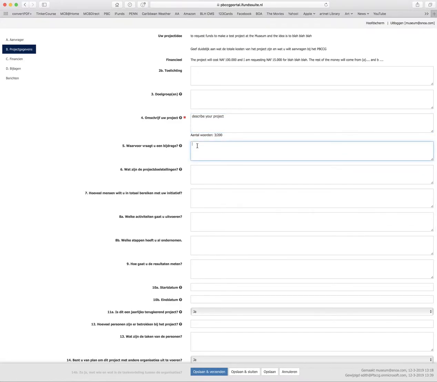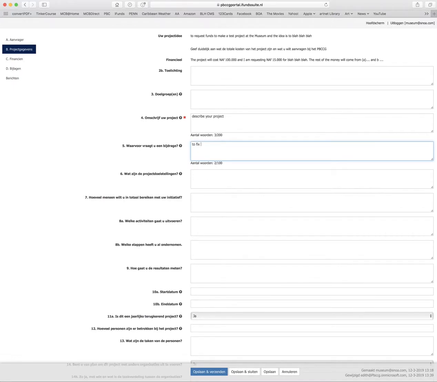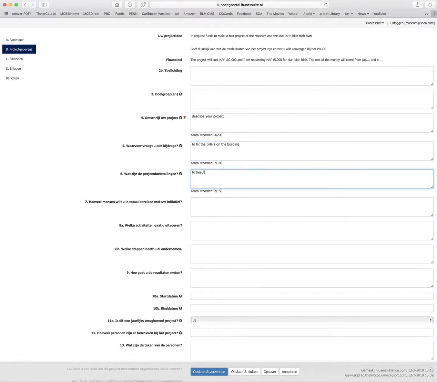What are you asking a bijdrage for? And I would say, since it's monumentenzorg, to fix the pillars on the building, let's say. So yeah, it's going to correct me every once in a while. Yes, that's what I want to do. Why am I doing that? To beautify the building, to conserve, blah blah blah blah, and so I'm just going to fill in anything that I think is important to say in this.